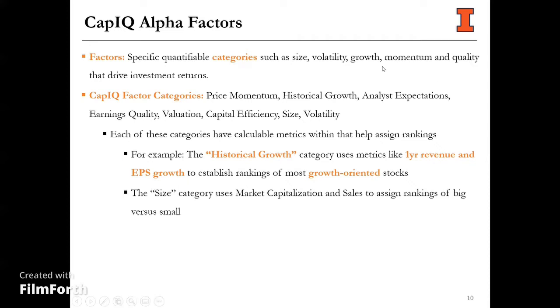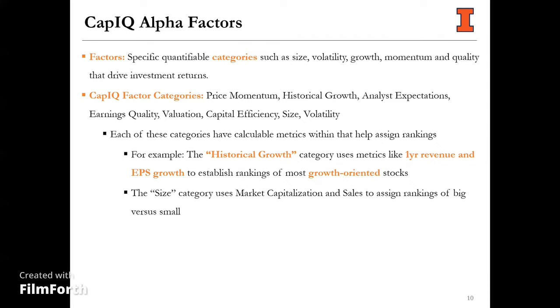And these categories can really help educate our investing analysis and help us boil down and group various assets. In Capital IQ, the alpha factors section has various categories, and they're listed right here on the screen. Each of these categories has various specific calculable metrics within it that help assign rankings.